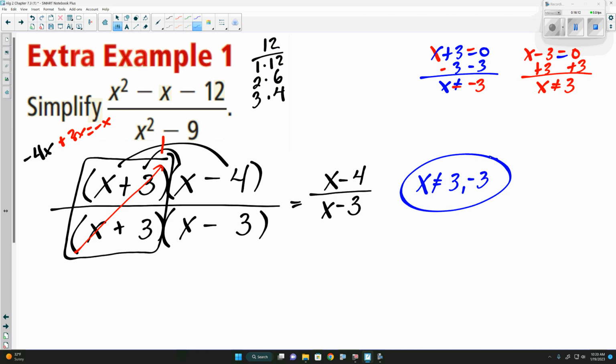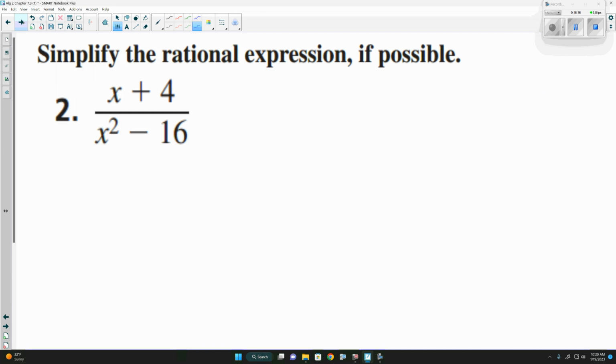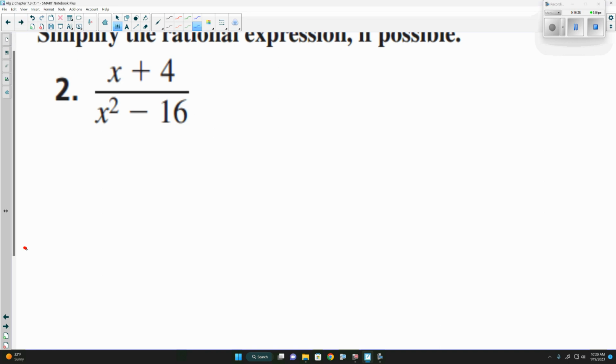Questions on this here? Now this one here is kind of nice because the numerator is already in simplified form. It's already as simplified as it gets. Part of the reason we can tell that is 1, there's only 2 terms. There's x plus 4. We have x and 4.